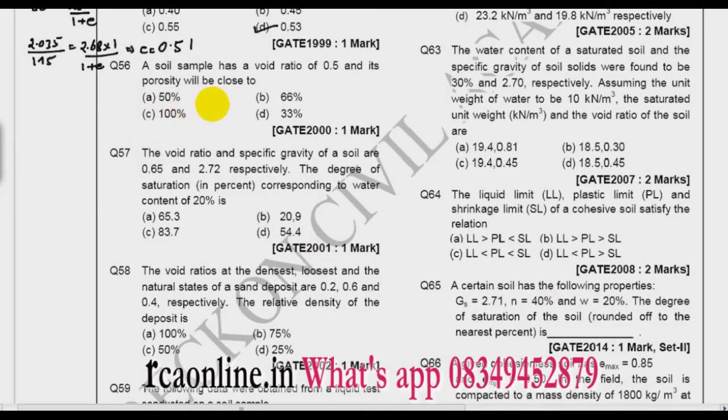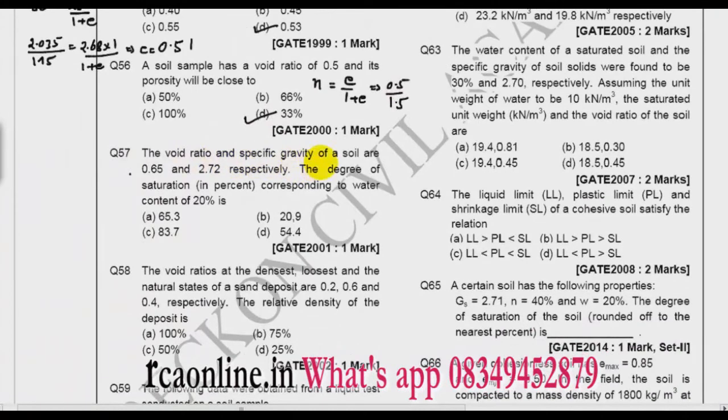A soil sample has a void ratio of 0.5 and its porosity will be, it is again a very simple problem. So n is equal to e over 1 plus e. So 0.5 divided by 1.5. So 0.33 is the right answer. So if you see 0.33, then it is 33%.